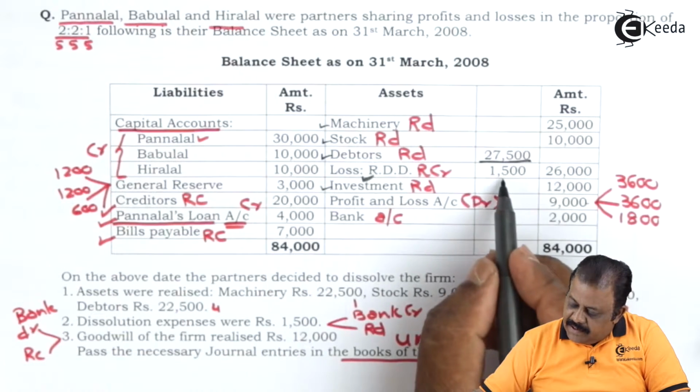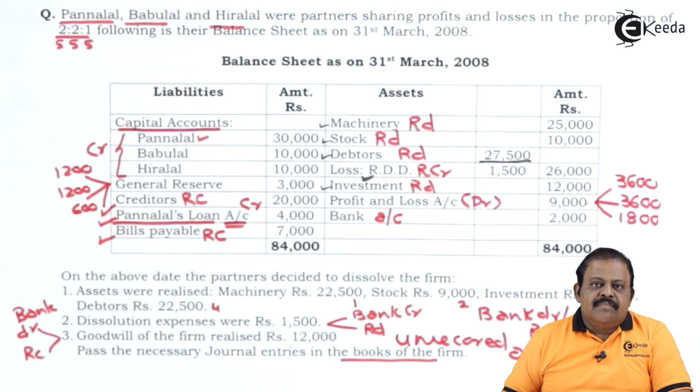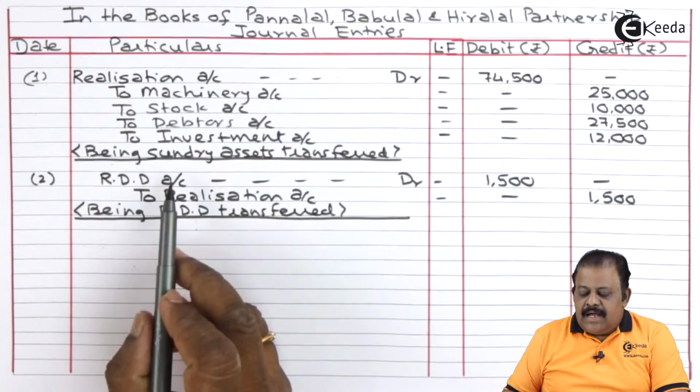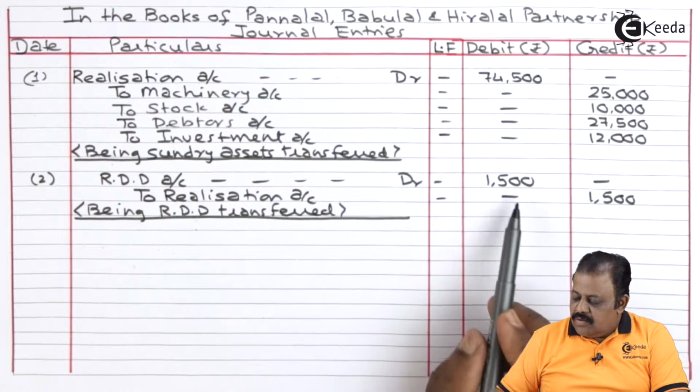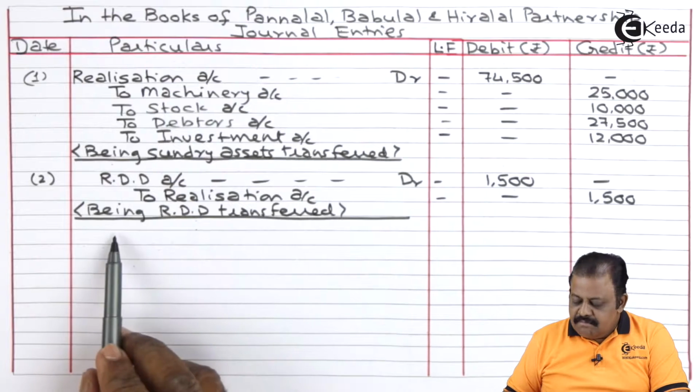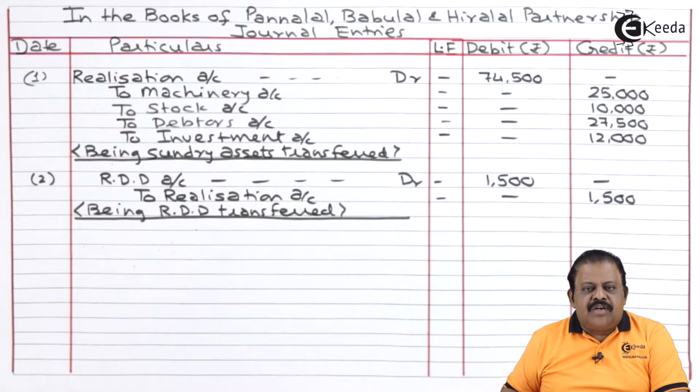Here we have RDD 1,500. This is transferred to the credit of realization account. RDD account debit to realization account 1,500, being RDD transferred.